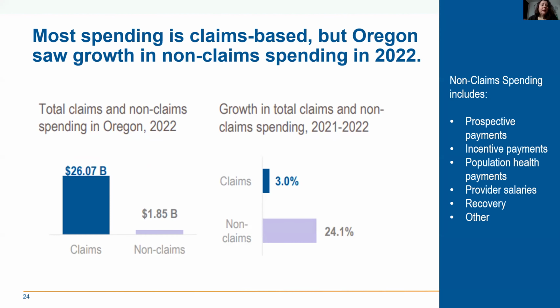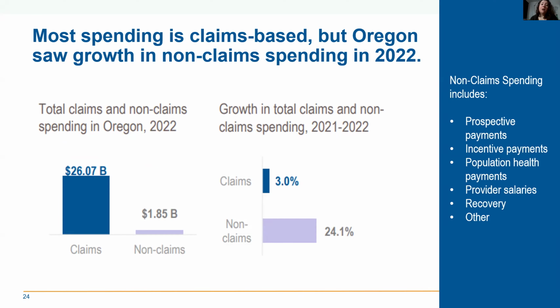Next slide. So most spending in Oregon is claims-based, and this is true everywhere. I think currently most spending happens through claims payments, but we saw pretty significant growth in non-claim spending in 2022. And that's one of the really important findings that we want to come back to, especially as we talk about payer and provider data. So non-claim spending can include things like prospective payments, value-based payment arrangements, capitation, incentive payments, quality payments, provider salaries, other ways to pay provider organizations that are not on a claim line.